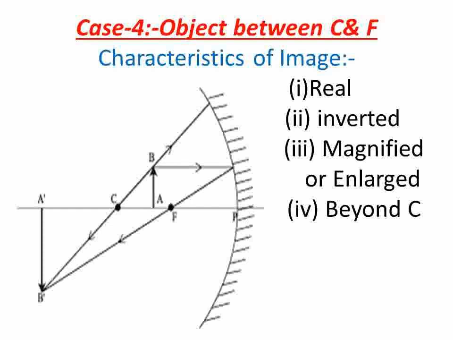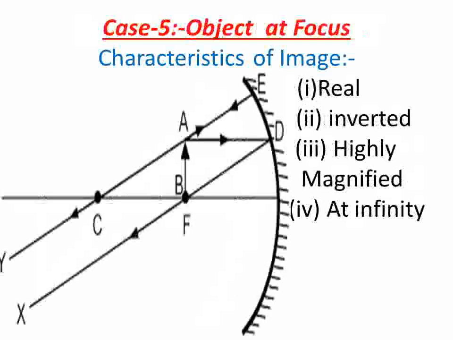A dash B dash is the real image due to real intersection of light rays. A real image is always inverted. Therefore, in the characteristics of the image, number 1, real. Number 2, inverted. Number 3, magnified or enlarged, that is bigger in size. And number 4, location beyond center of curvature C.